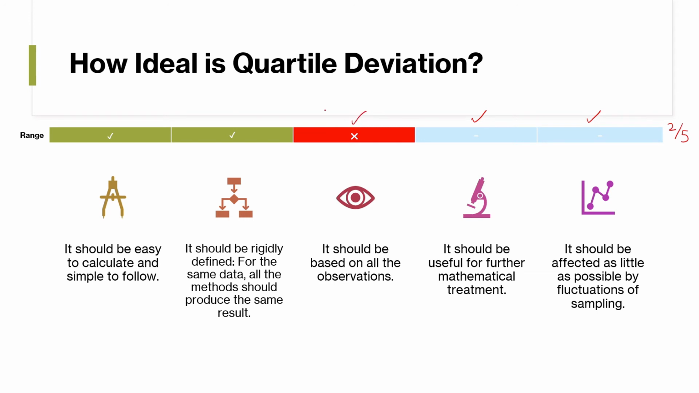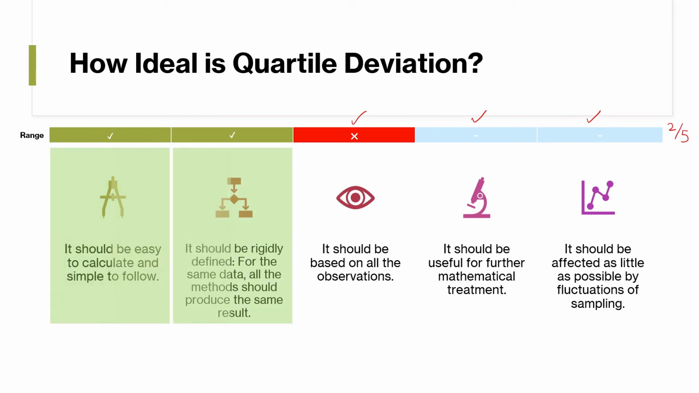Let's see if quartile deviation is an improvement from range. Obviously, it's fairly easy to calculate and simple to follow, and it is rigidly defined for sure because it is using quartiles. And then, is it based on all observations? Not exactly. It uses 50% of the values, which is definitely a step up from range, but there is another 50% it is ignoring. Hence, it's not based on all observations. That's why I gave it an orange color.